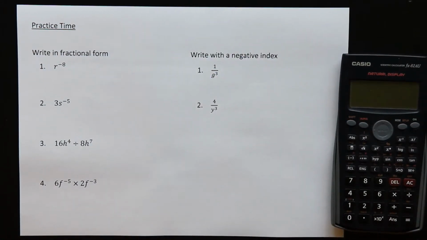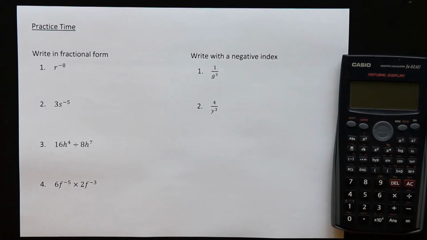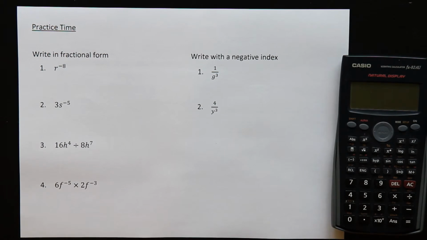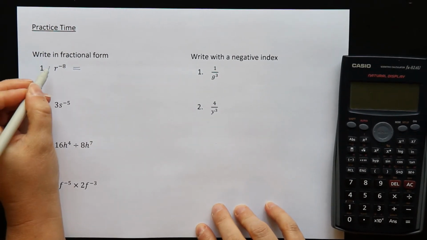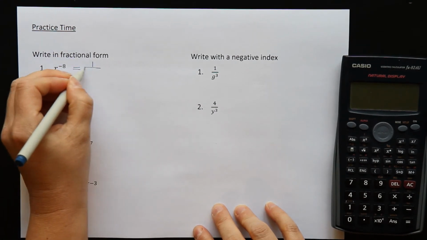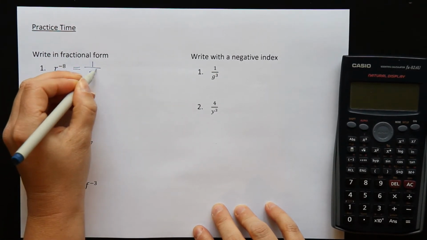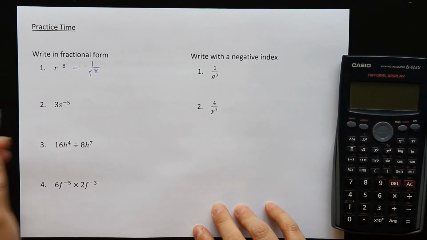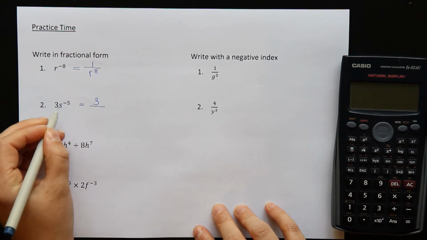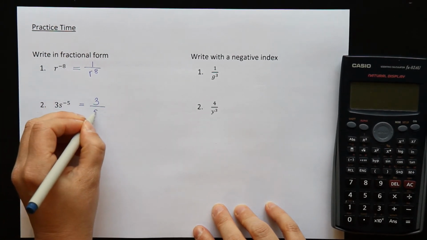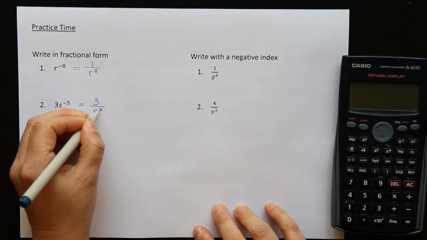So over the page are some questions that are just like the ones we've just done for you to have a practice. If you pause the video, have a try, see if you can remember what we've learned, restart the video to check your answers. So for question 1, you should have got for your answer 1 on the top over r to the power of 8. Question 2, the 3 is going to go to the top. The s this time will go to the bottom to a positive power of 5.